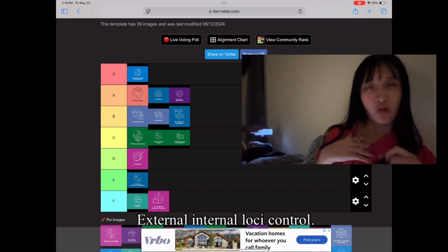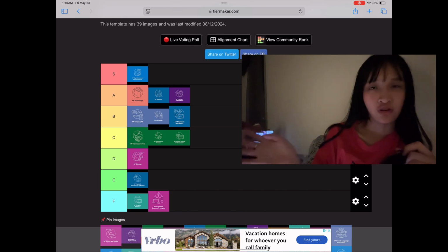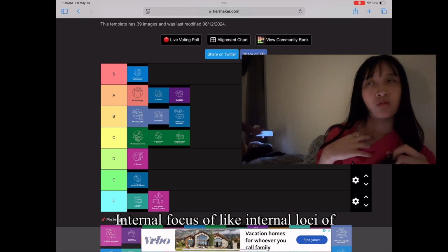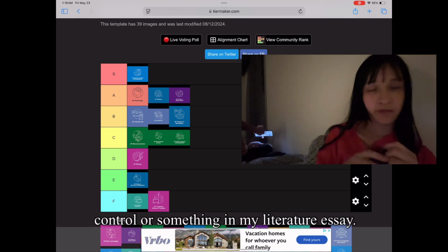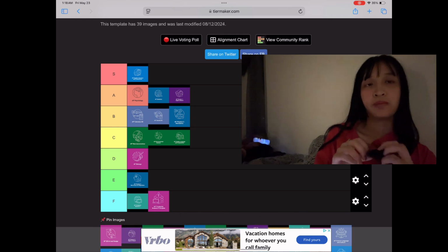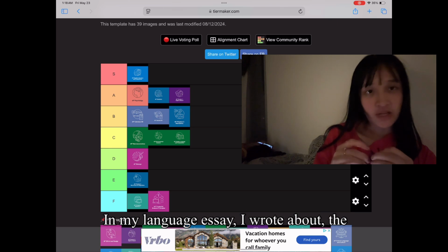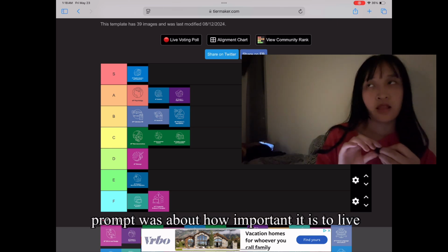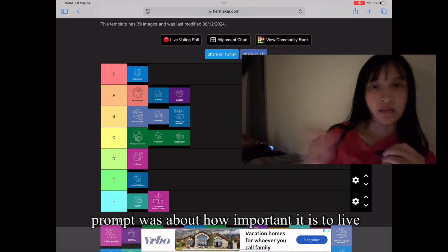Internal locus of control, or something like that, in my literature essay. And then in my language essay, I wrote about, the prompt was about how important it is to live in the moment.